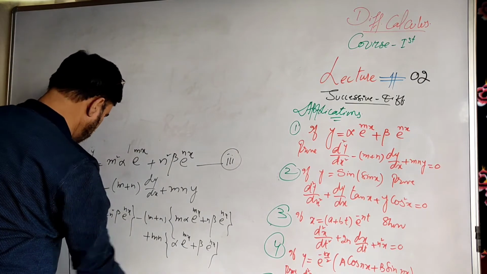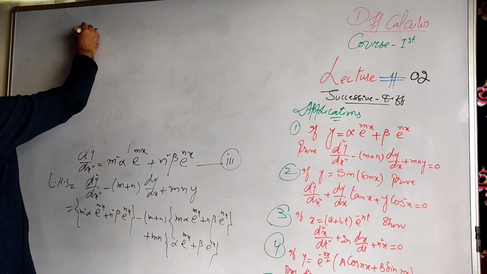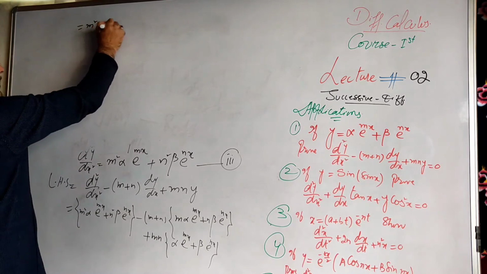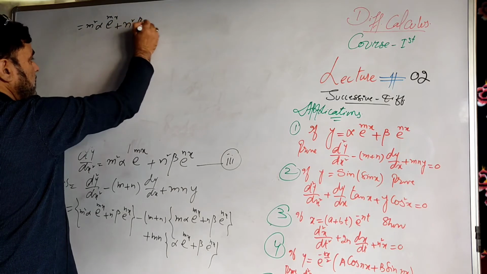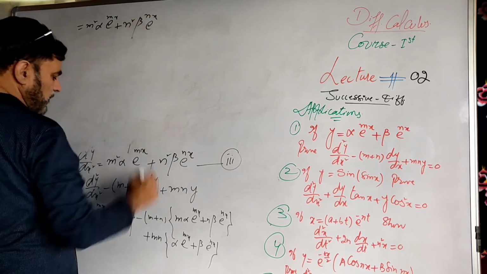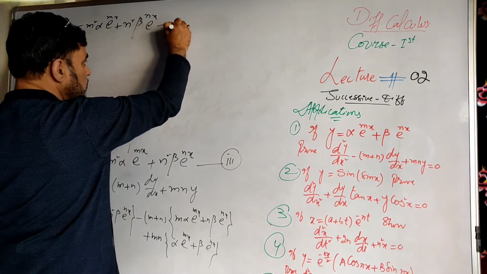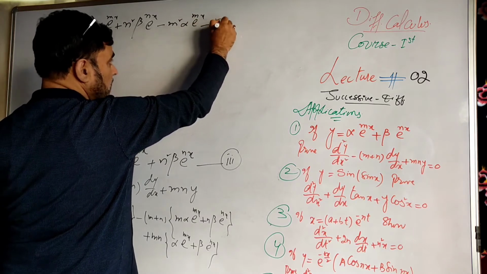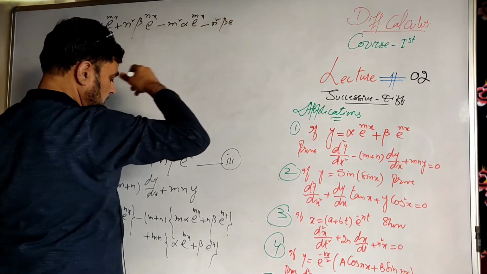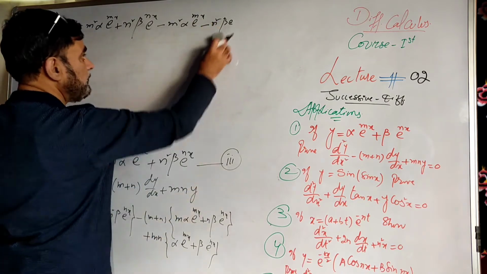You see how we go. This is your m square alpha e raised to power mx plus n square beta e raised to power nx, then multiply by this m first. This is minus m square alpha e raised to power mx minus n square beta e raised to, it is mn beta, this will be minus mn beta.